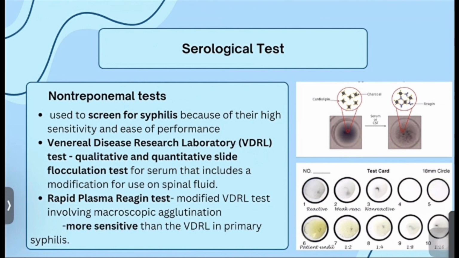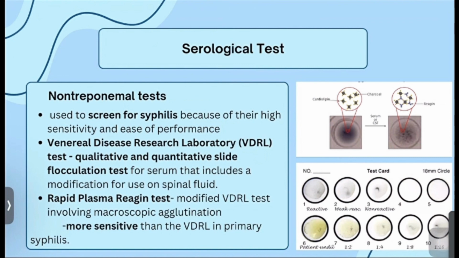These are the VDRL, which is the Venereal Disease Research Laboratory test, and the RPR test, which is the Rapid Plasma Reagent test. These tests are based on the flocculation reaction in which the patient antibody complexes with the cardiolipin antigen. Flocculation is a specific type of precipitation that occurs over a narrow range of antigen concentrations.